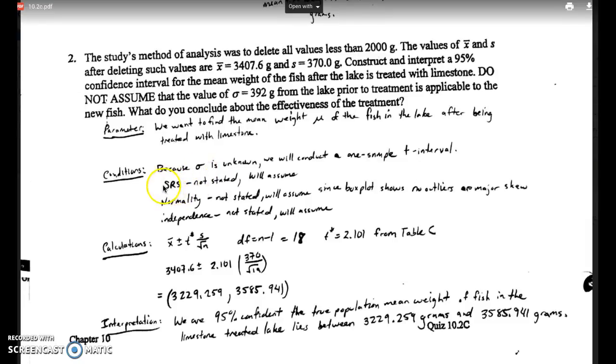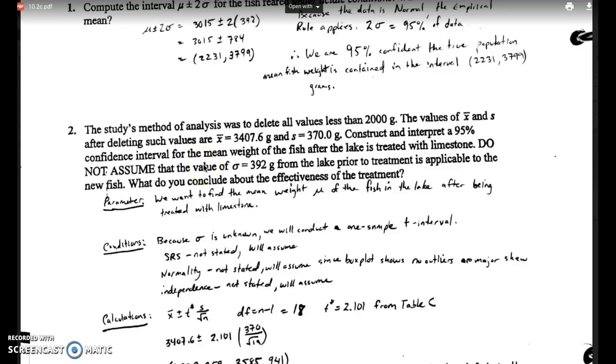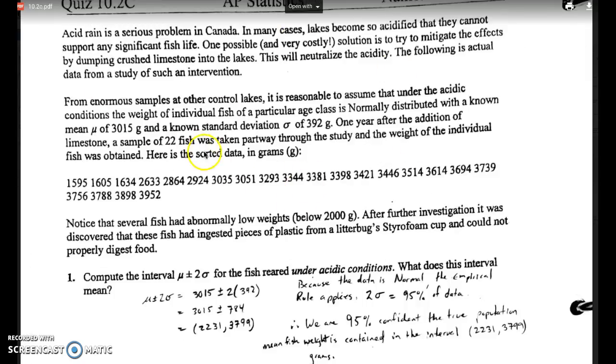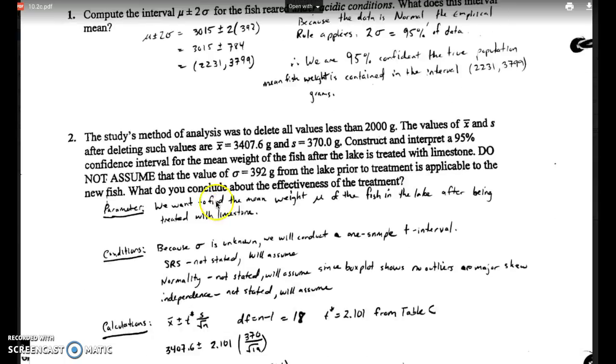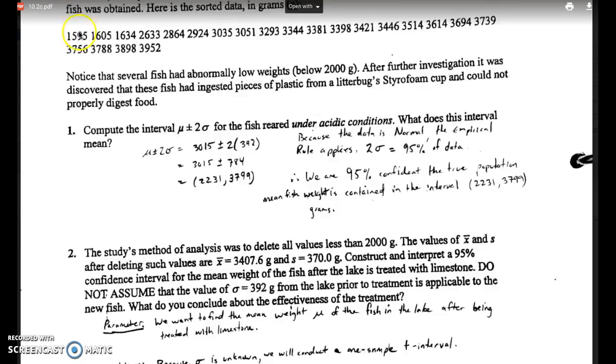So our 3 conditions are SRS, and that wasn't stated anywhere in the problem originally. There's nothing up here that says it's a simple random sample, these 22 fish. But we need to assume that it's going to be, otherwise we can't do the problem. The normality condition, again, the 22 fish aren't stated as being a normal sample.